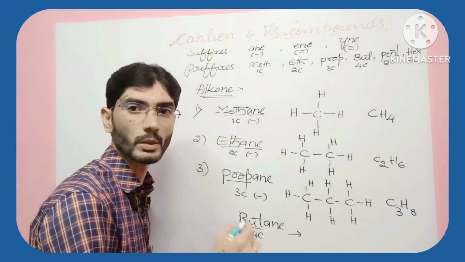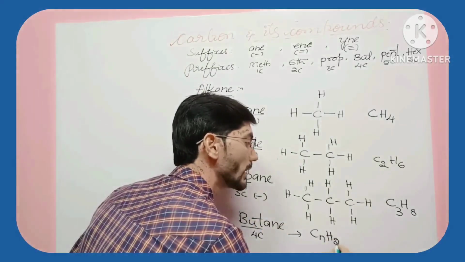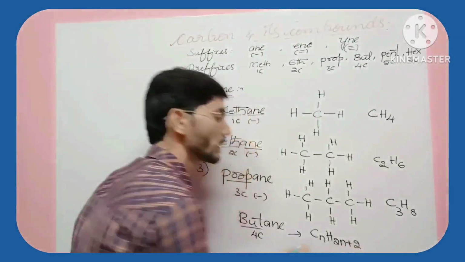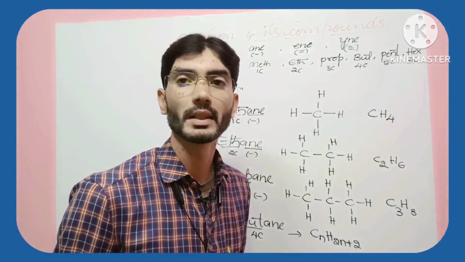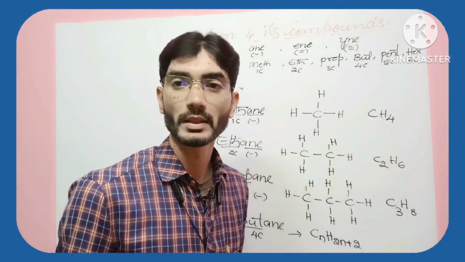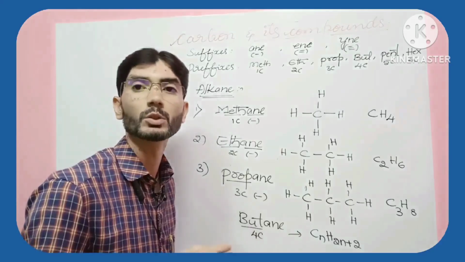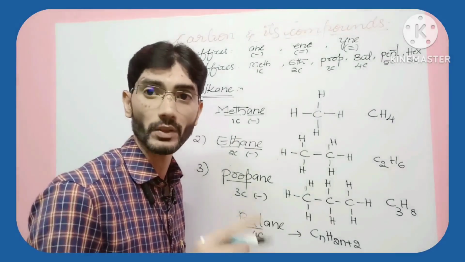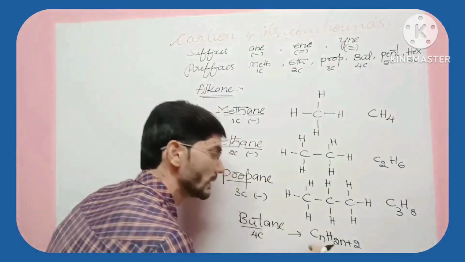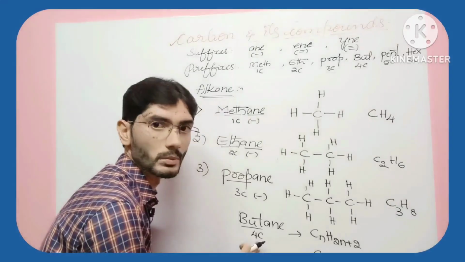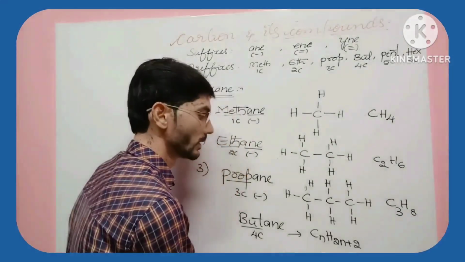The general formula of alkane is CnH2n+2. You need to remember: for alkane CnH2n+2, for alkene CnH2n, and for alkyne CnH2n-2. By using this general formula also you can find the number of hydrogen atoms. Now n means the number of carbon atoms. Here the number of carbon atoms is 4.